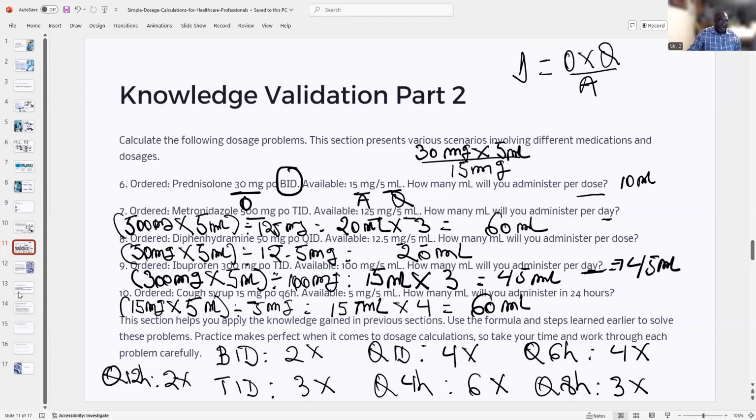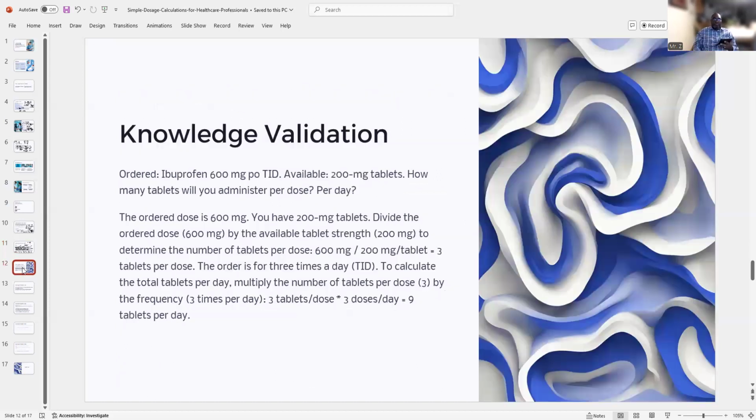All right, let's do more exercise. Knowledge validation. The doctor prescribed 600 milligram TID. Available is a 200 milligram tablet. How many tablets would you administer per dose, and what would you give per day? So I want you to identify the answer. What would you give per dose? And what would you give per day? All right, let's go. 30 seconds. The answers, I've already given you the answer, but just do it.